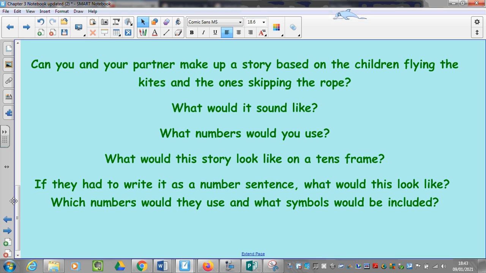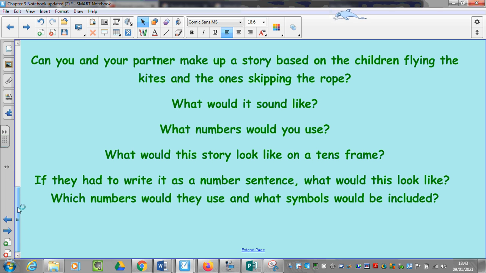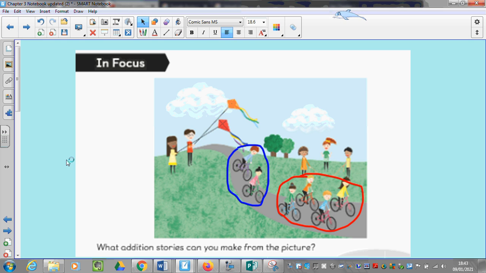I want you to use your tens frame on your worksheet, and I want you to also write it as words. See if you can also add in the actual numbers as words too. See if you can be really, really clever and see if you can remember how they are spelt. So you pause the video now, and you can have a go at that. Off you go.